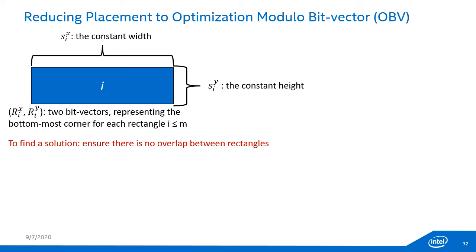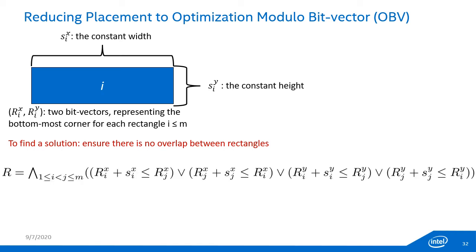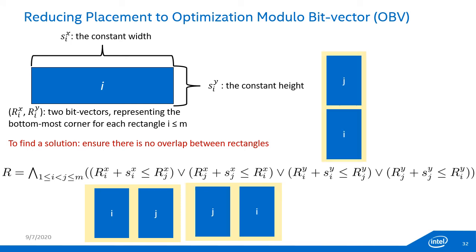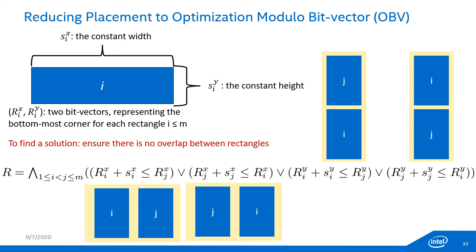To do that, we have this formula. And what it says is that essentially I is to the left of J, or to the right of it, or to the bottom, or to the top. And that's it. We ensure that there is no overlap. We also need to ensure there is no overflow, but I skip the exact formula here.